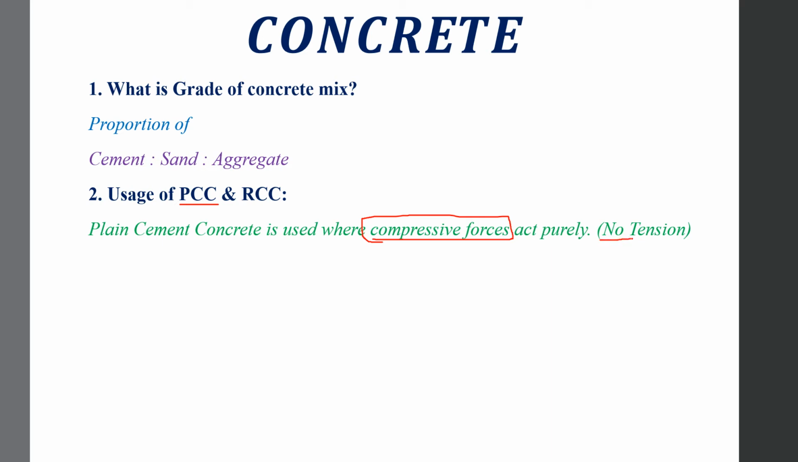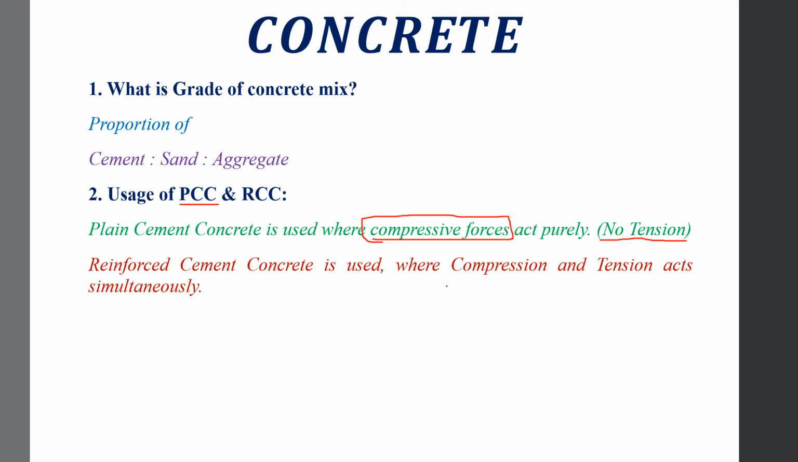The clear note here is no tension. It means that if any structure is bearing tension, then you cannot use PCC in that structure. Reinforced cement concrete is used where compression and tension act simultaneously. If the structure under consideration faces compression and tension forces as well, then we will have to use reinforced cement concrete (RCC). So PCC is purely for compressive forces and RCC is for compression and tension forces. It may also resist flexural forces.